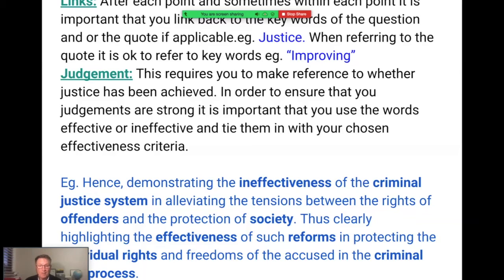So I'm commenting on the effectiveness of the criminal justice system. That's the topic in question, in alleviating the tensions between the rights of offenders and the protection of society. I'm also saying things like, thus clearly highlighting the effectiveness of such reforms. When I use the words from the question such as effectiveness, justice system, offenders, society, it really gives the marker the ability to say, this person is addressing the question and answering the question directly. This is well rewarded in the marking scheme.